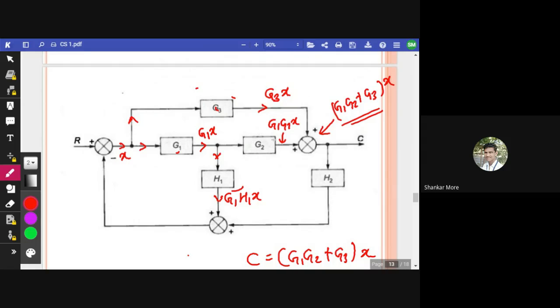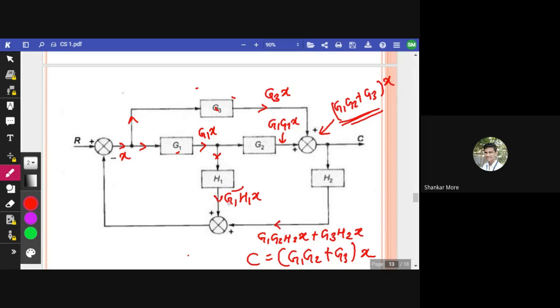Now, this signal is going through this only. So यहाँ पे क्या होगा सिग्नल, बताना जरा मुझे. It will be G1 into G2 into H2 into x plus G3 into H2 into x. यहाँ पे सिग्नल ये होगा.